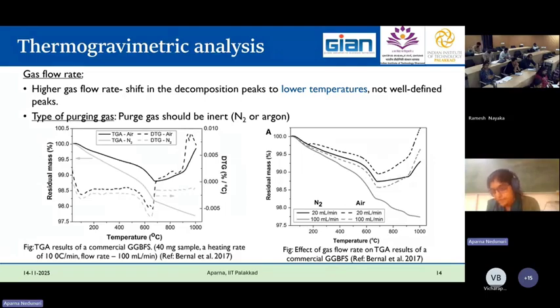Whereas if we increase the flow rate of the purging gas, then we can have a continuous weight loss of the system. If we do the same thing in air, there is no reducing environment that we are providing now. So the material is free to oxidize, because of which we can see an increase in weight after certain temperature.